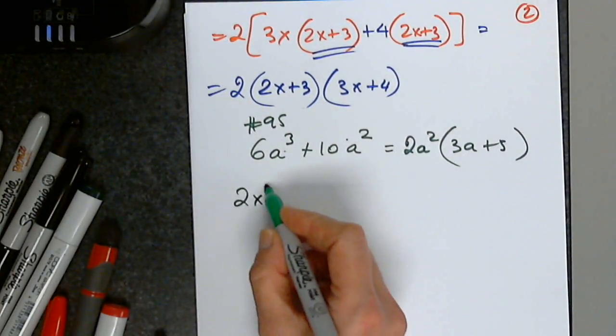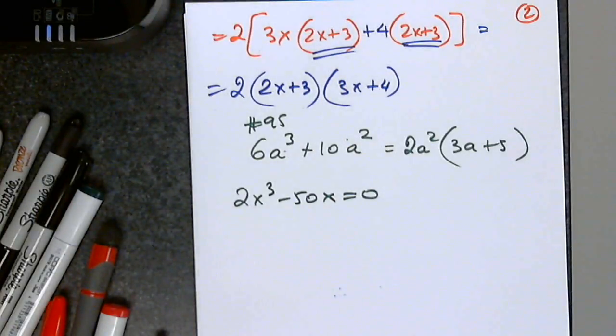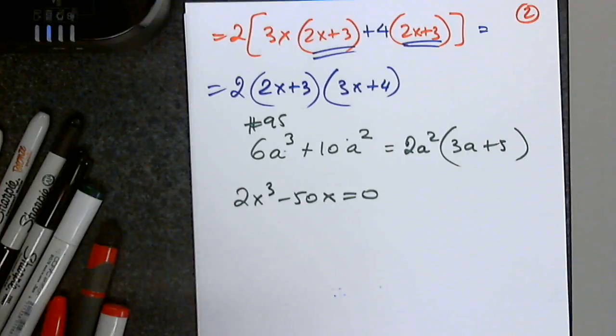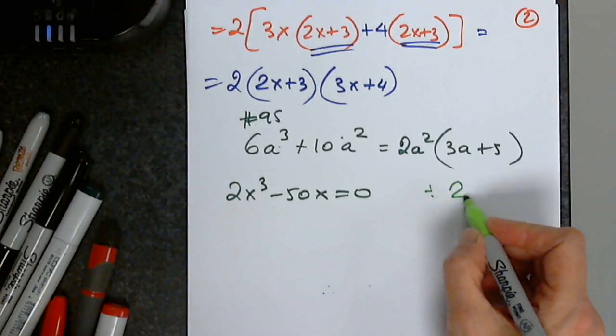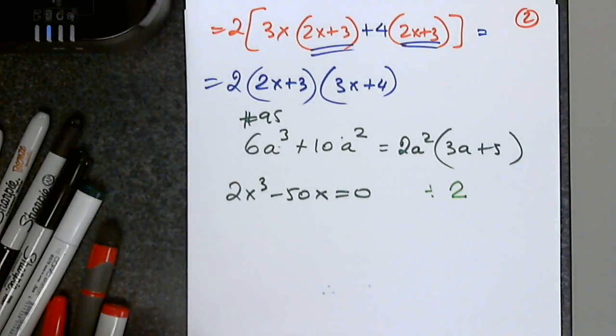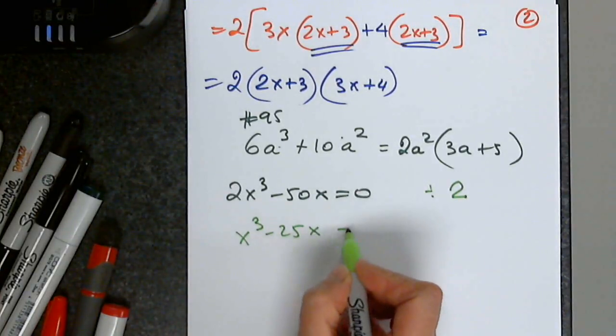2x cubed minus 50x equals 0. What is the degree of this polynomial? Yes. How many solutions do I have to find? Exactly 3. Degree 3, exactly 3. Remember, in an equation I cannot divide by a variable. But I can always simplify it, and I will, by 2. So this is x cubed minus 25x equals 0.